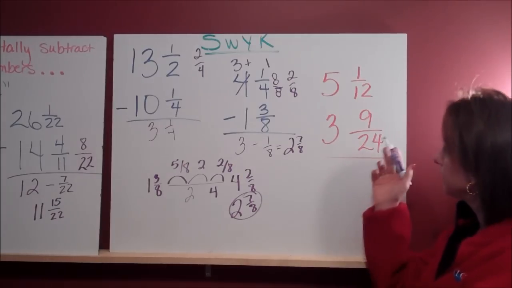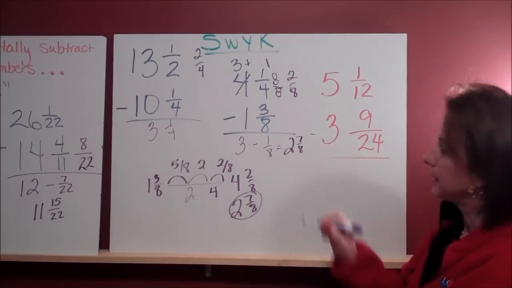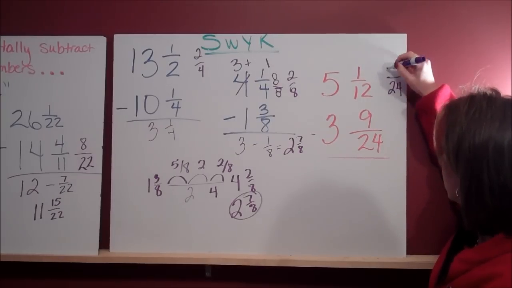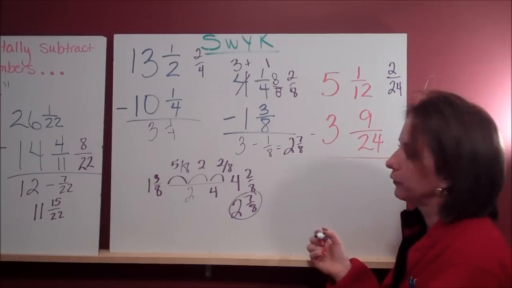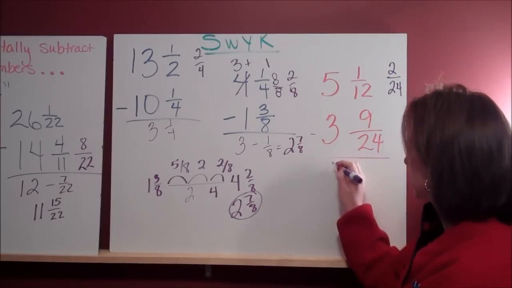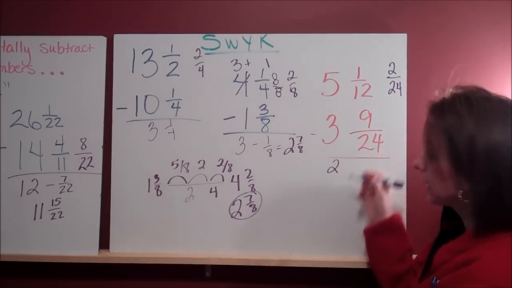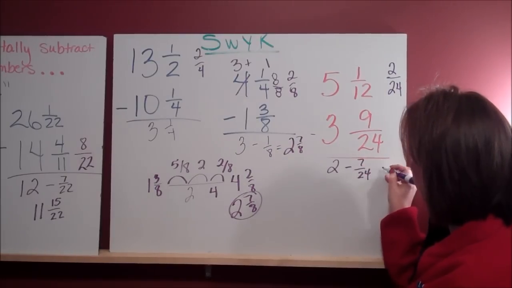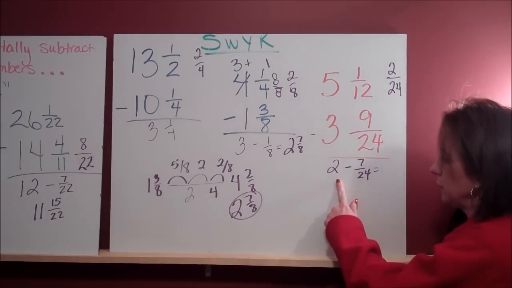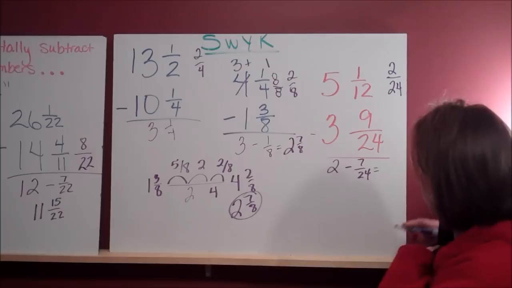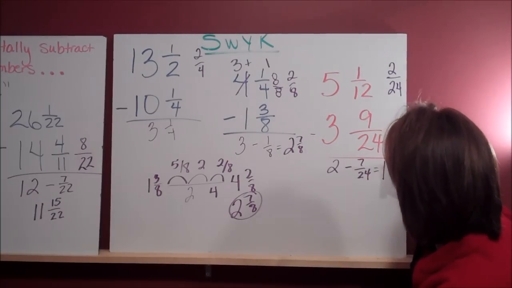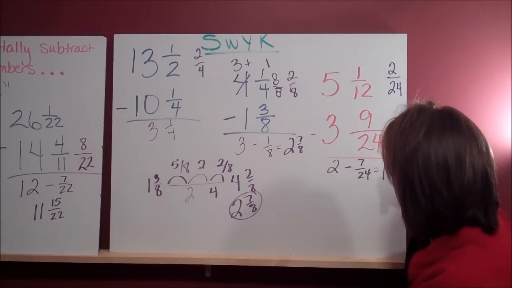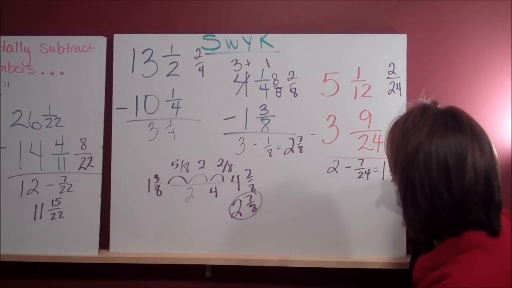All right, last one, 5 and 1/12 minus 3 and 9/24. Change your denominator to 24. So if we're going to use the IOU, 5 minus 3 is 2. And 2/24 minus 9/24 means I still indeed owe you 7/24. 2 minus 7/24 is 1 and 17/24.